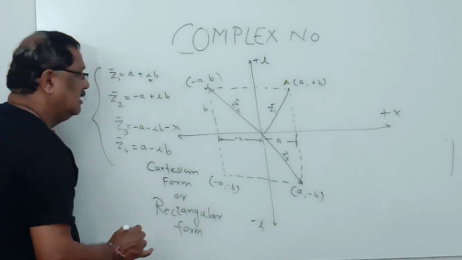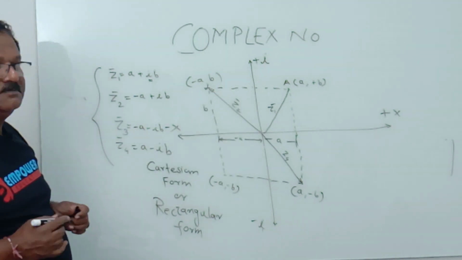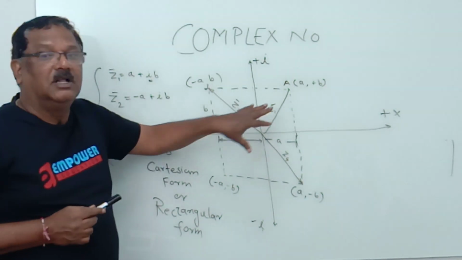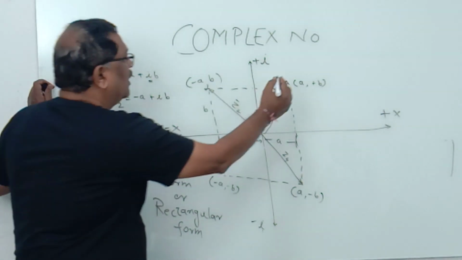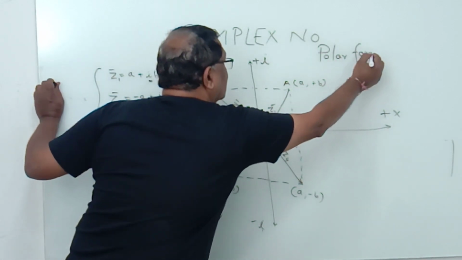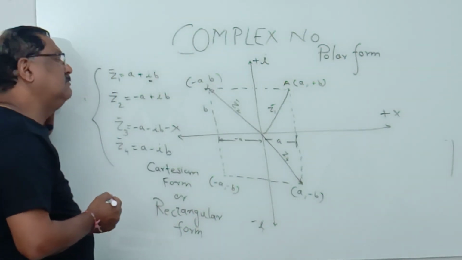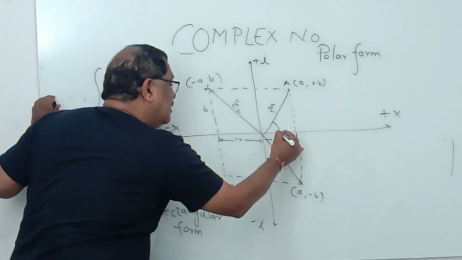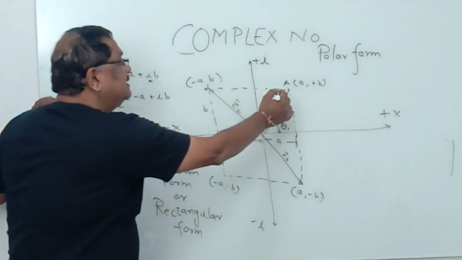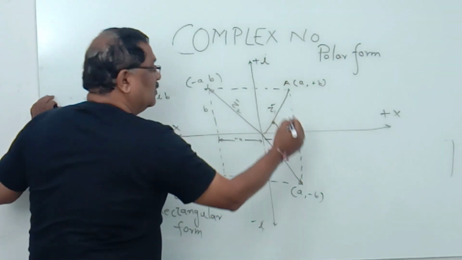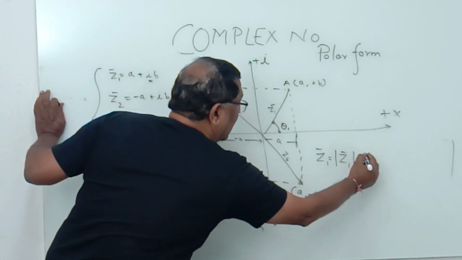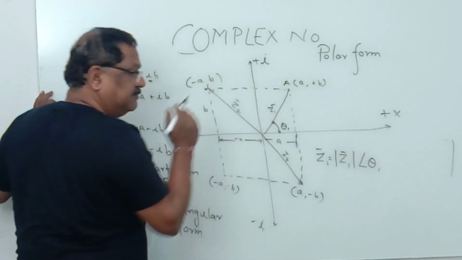One is the real part, the second is the imaginary part. Now here you can represent Z1 bar in a different form also, which is called a polar form. Now what is meant by polar form? Very easy. It is nothing but the angle made with the positive real axis and the magnitude of Z1. So I can say Z1 bar is equal to mod of Z1 angle theta 1, which is positive here.